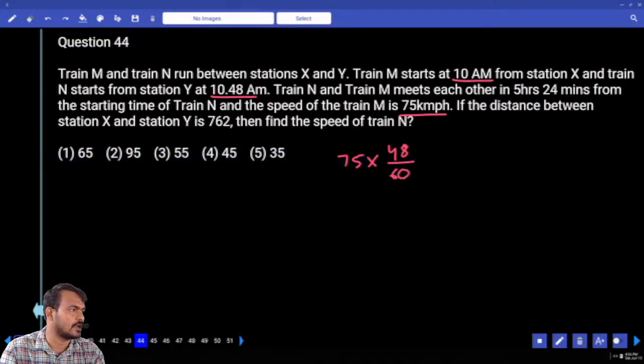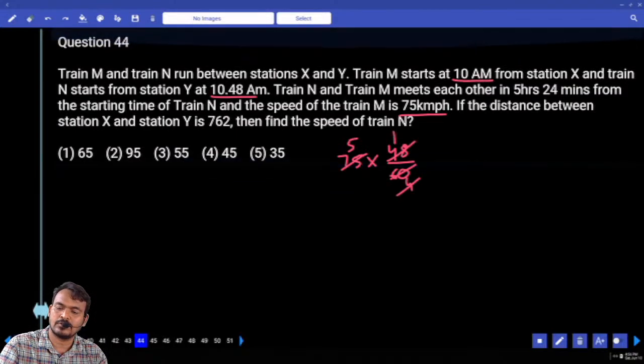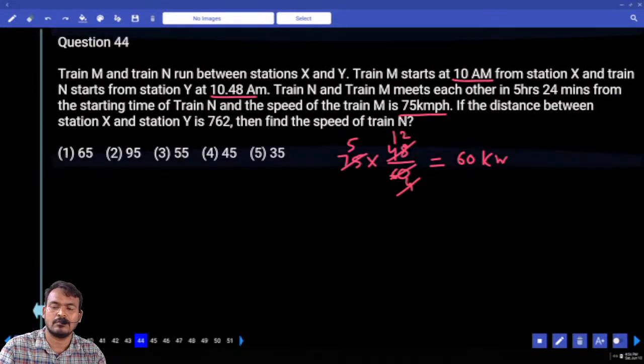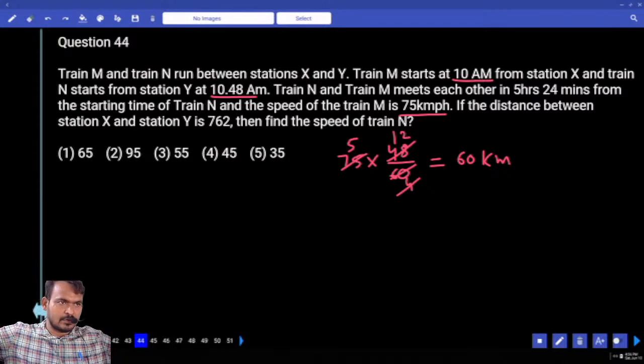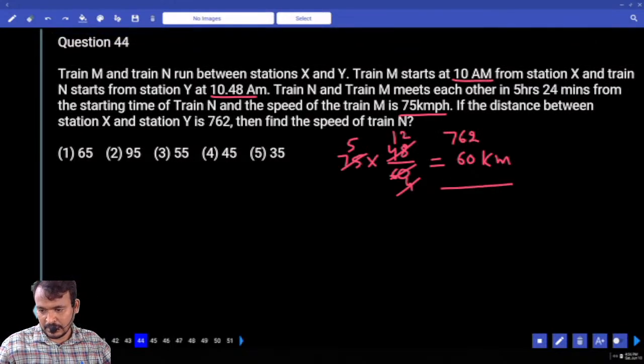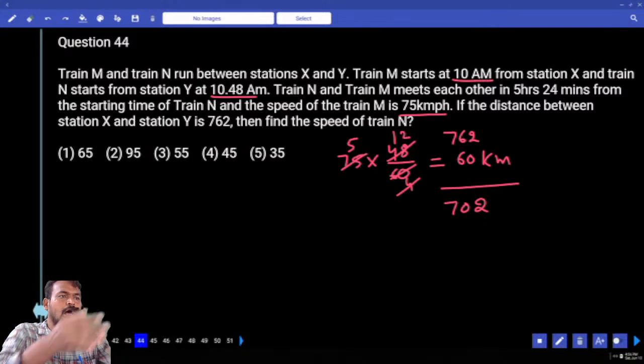Speed into time gives the distance. 15 times 5, 15 times 4 is 60, 12 times 5 is 60. That is 60 kilometers. Out of 762 kilometers, already 60 is covered by the first train. 762 minus 60, what is the remaining? 702. Is that 702 covered by both trains after 10:48 or before 10:48?